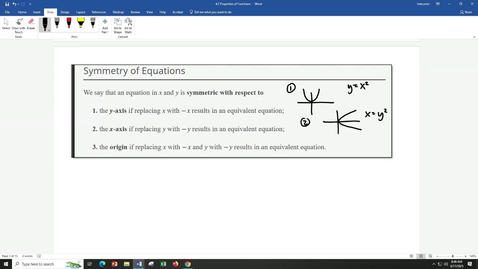And then the origin, if replacing x with negative x and y with negative y results in an equivalent equation. Literally, it's like your cube root function is one that looks like that. Not cube root, I'm sorry. I don't think cube root's a function, so forget it.